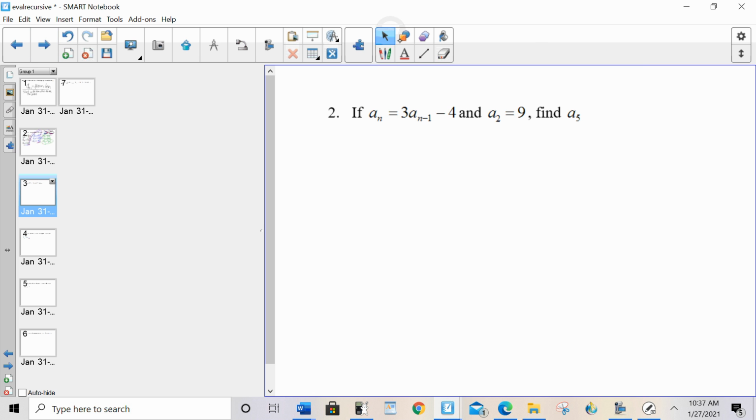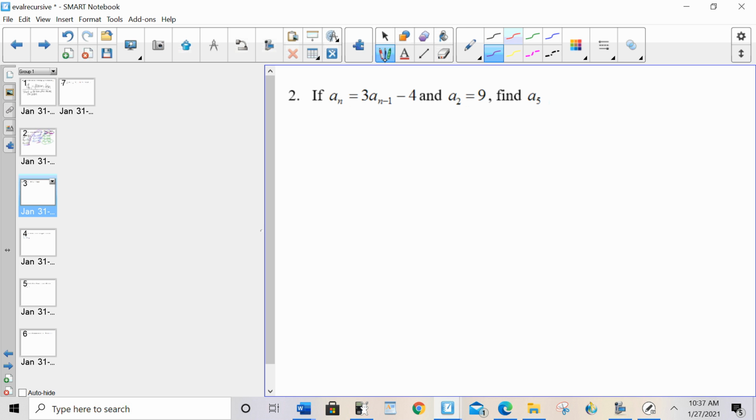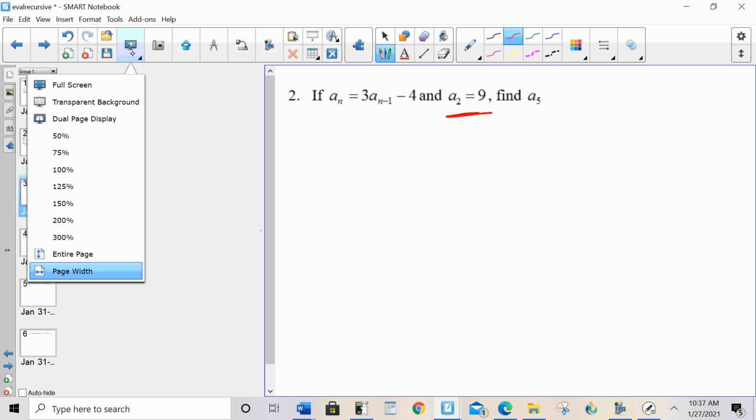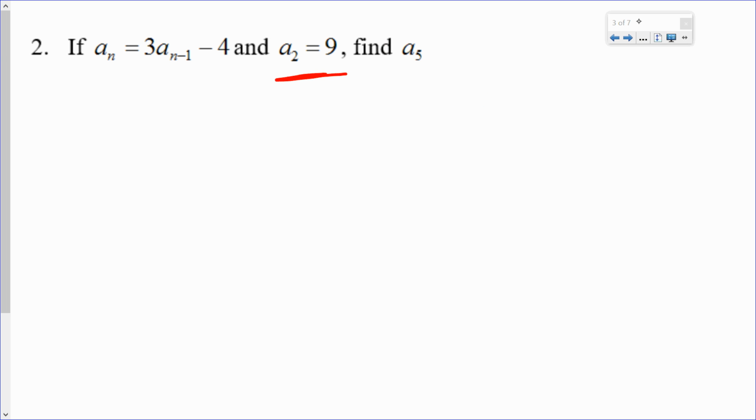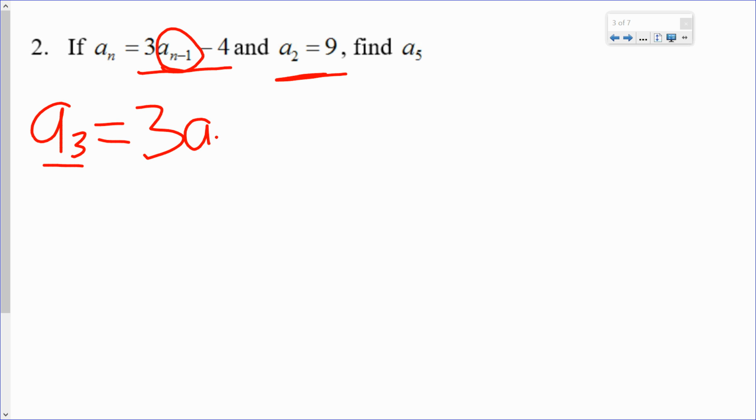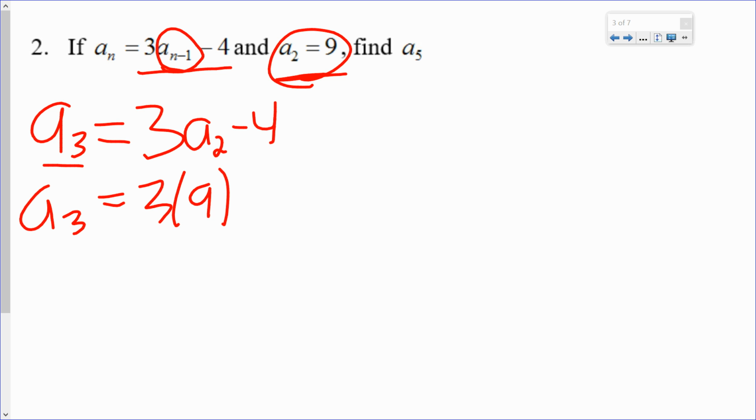All right, number 2, it's giving me the second term. So I start by finding the term after the one they give me. Because it gave me the second term, I'm going to start by finding the third term. So I'm substituting into this formula. a_{n-1} means the previous term. So if I'm finding the third term, it's the second term. The second term is 9. And then I figure it out from here. 3 times 9 is 27. 27 minus 4 is 23.